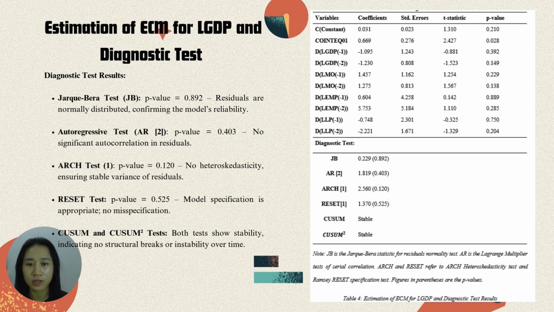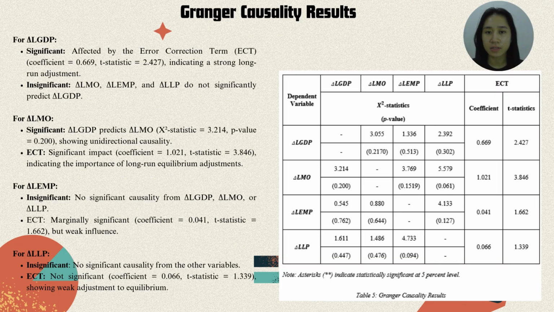In conclusion, the ECM for LGDP is well specified and stable, with the cointegration 01 variable being the only significant factor in the long run. The diagnostic tests confirm that the model is reliable with no issue of non-normality, autocorrelation, heteroscedasticity, or misspecification. Next, this is the quantitative result.